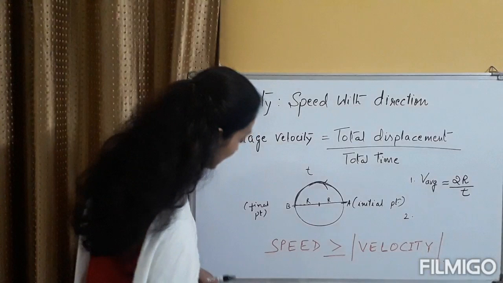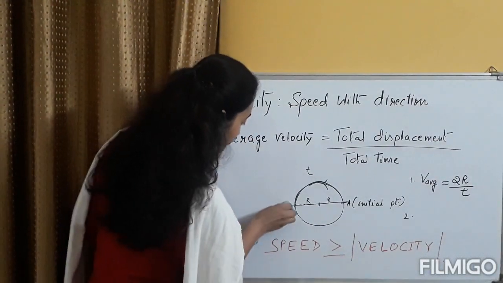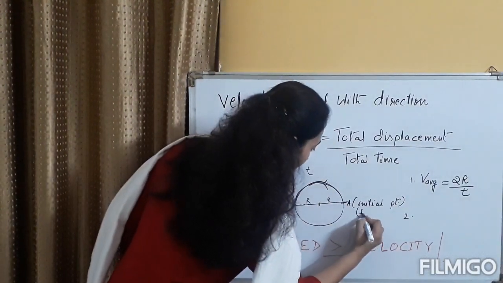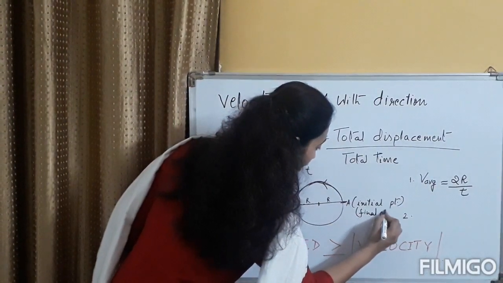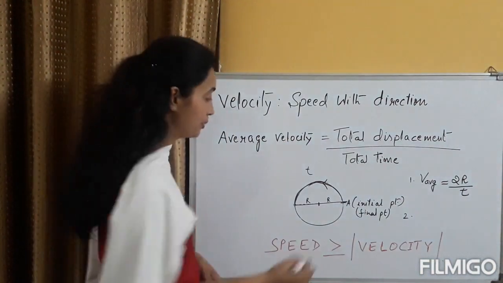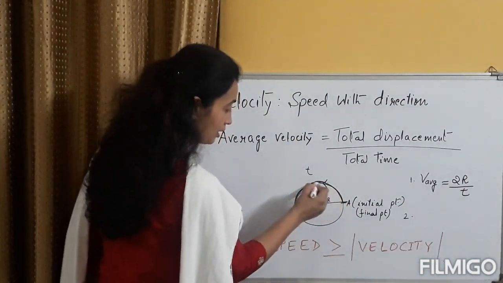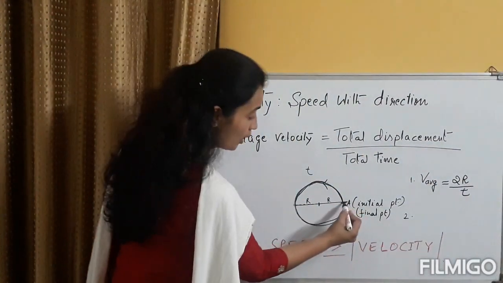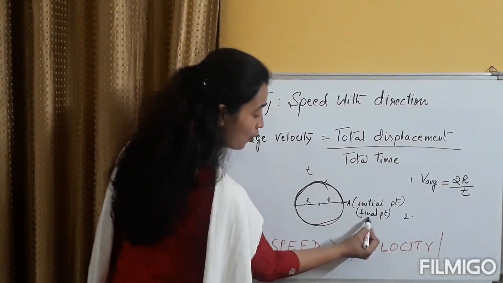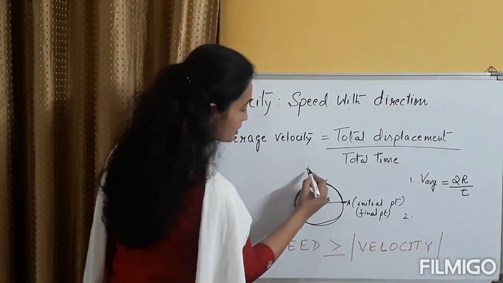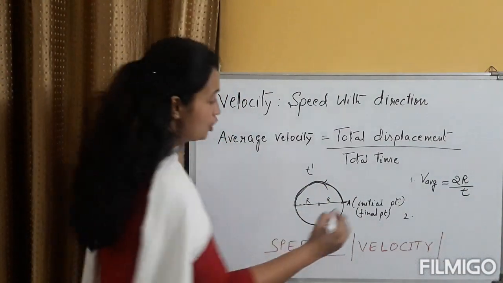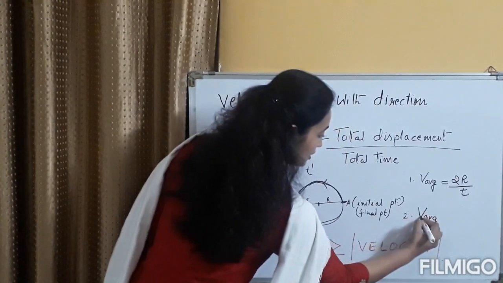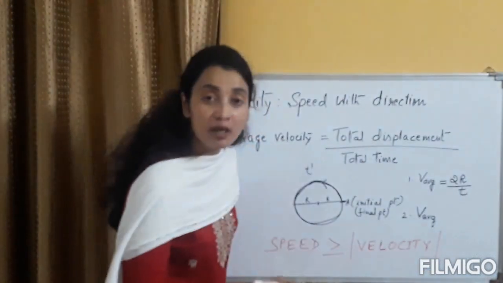Now let us consider a second situation. Suppose you started from the point A and you reached the same point A again. So A is the final point as well as the initial point. This means you started at A, covered this complete circle and reached back to A. A is the initial point and A is the final point also, and you took some time, say T dash. So what will be the average velocity? V average, where V is the capital letter and avg is the subscript.